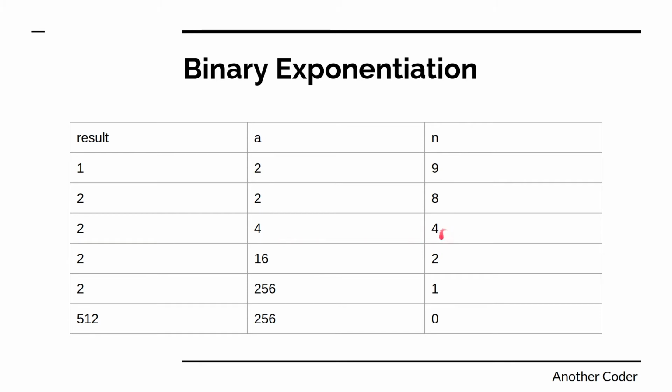The power is 4 here now. Now we'll multiply a with itself and it becomes 16, and the power becomes 2, 4 divided by 2. In the next step, again we multiply 16 by itself, so a becomes 256 and the power becomes 1. In the last step, now the power is odd, so we need to multiply a with the result, which was 2, and a is 256. We multiply both of them, so the result becomes 512 and the power becomes 0 here. Now the power is 0, so we'll break out of the loop, and the result is there: 2 raised to the power 9 is equal to 512.